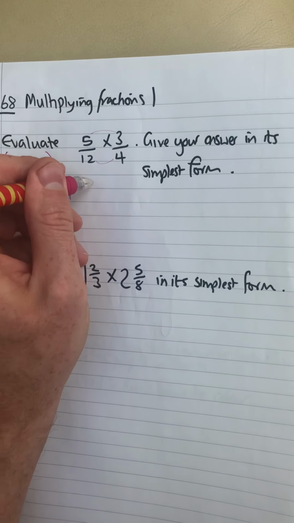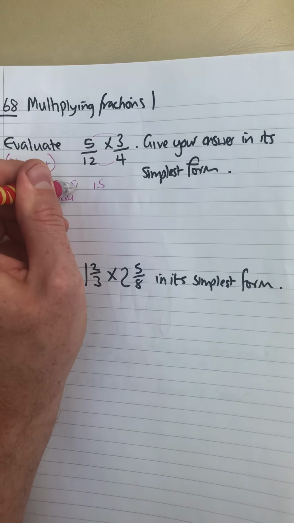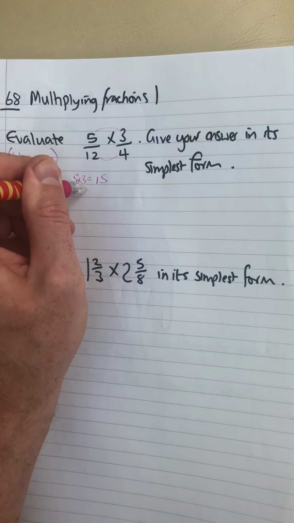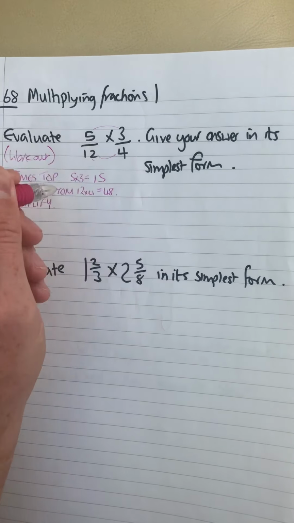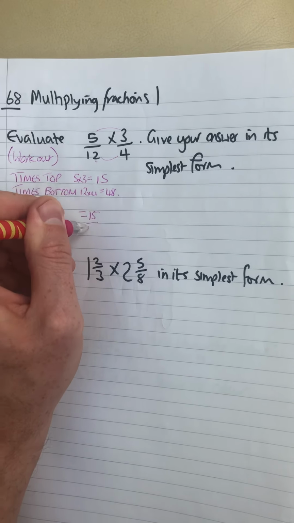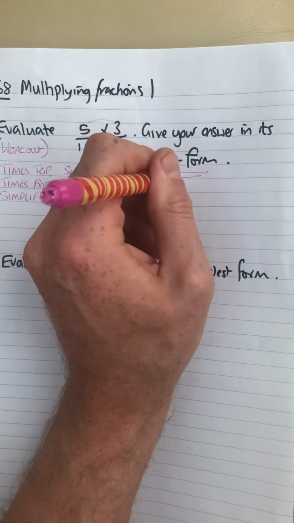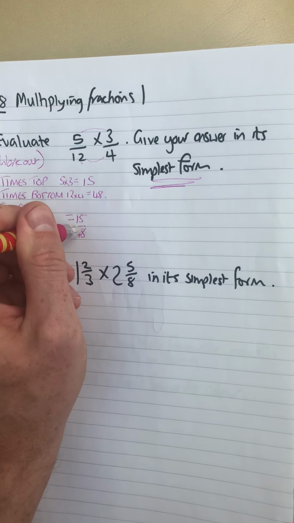So 5 times 3 is 15, and then 12 times 4 is 48. So the answer is 15 over 48, but it asks us to give it in its simplest form. So can we simplify this?